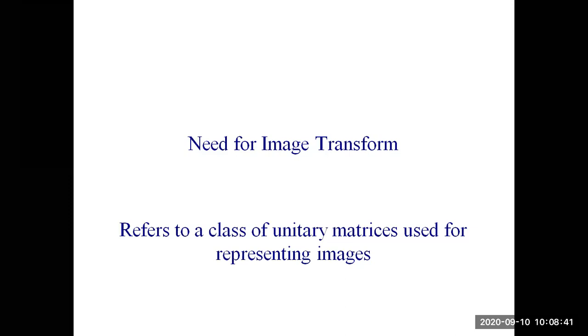One more thing: in our normal notation, transforms refer to a class of unitary matrices used for representing images. Actually, we are using digital images. These digital images are composed of pixel values. Those pixel values are converted into a number of matrices, that means basis images, dividing into sub images. In matrix notation, they are called unitary matrices, which are used to represent our image. So image transforms generally refer to unitary matrices used to represent images. That is the main concept.